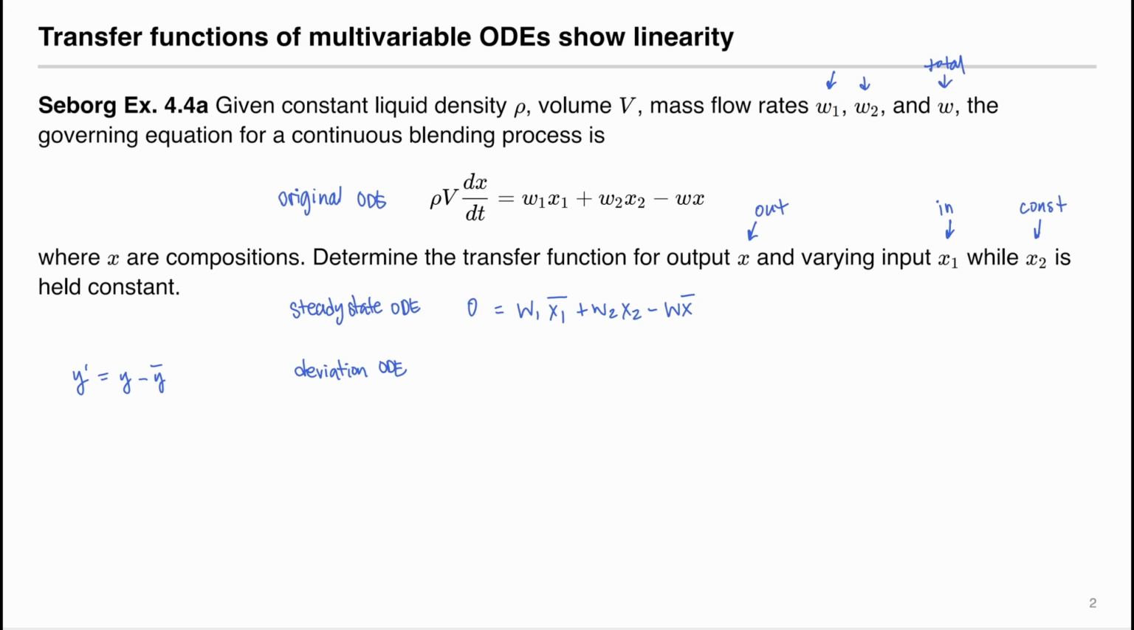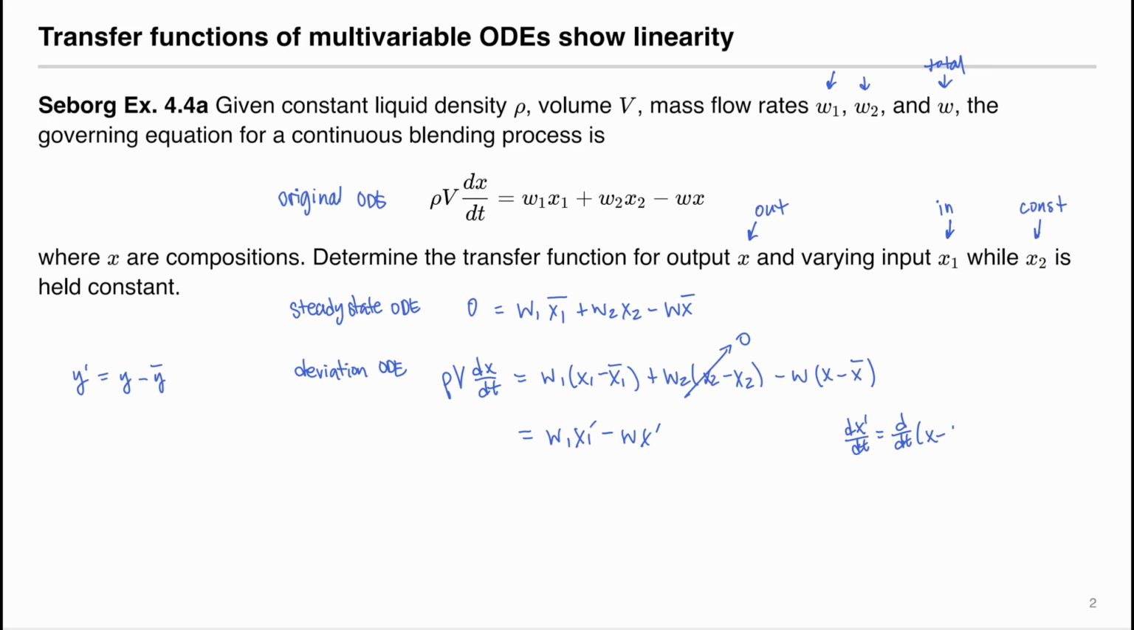And then we subtract the steady state ODE from the original ODE, and we have rho V dX/dt minus 0 equals W1 (X1 minus X1 bar) plus W2 (X2 minus X2 bar), that is just 0, and minus W (X minus X bar). And then substitute the definition of the deviation variables: W1 X1 prime, W X prime. And on the left, we use dX prime/dt; from the definition, X prime is X minus X bar, and X bar is a constant. So dX/dt equals dX prime/dt. Substitute that in, and we have our deviation ODE.